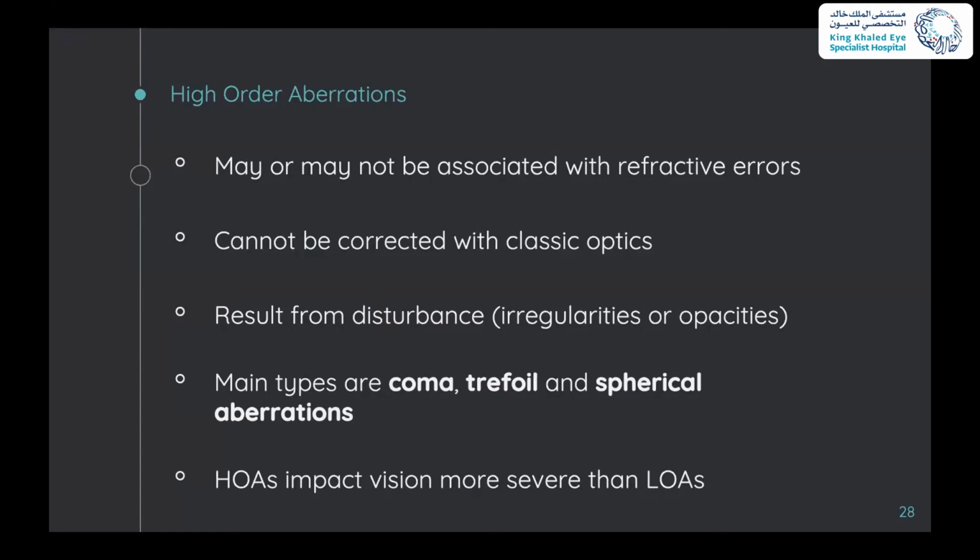The problem is that they cannot be corrected with classic optics, and this is their challenge. They can result from any disturbance, irregularity, haze, scar, anything. And their impact on vision is worse than the impact of low order aberrations. The most common types of high order aberrations include coma, trefoil, and spherical aberrations. I'll try to explain each one of them in very simple words.